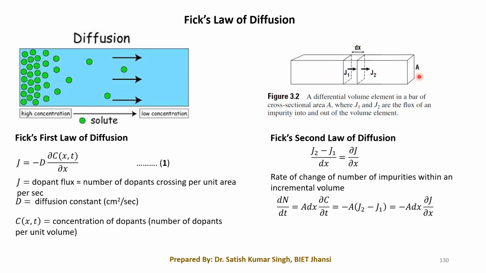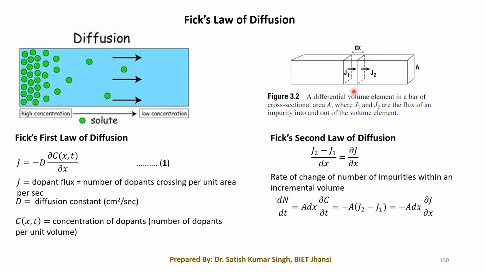Now, under this particular plane, the dopant flux is equal to J1. So at the J1 rate, the number of impurities are coming to this plane; that is your entering flux. Similarly, the flux which is coming out of this plane is J2.